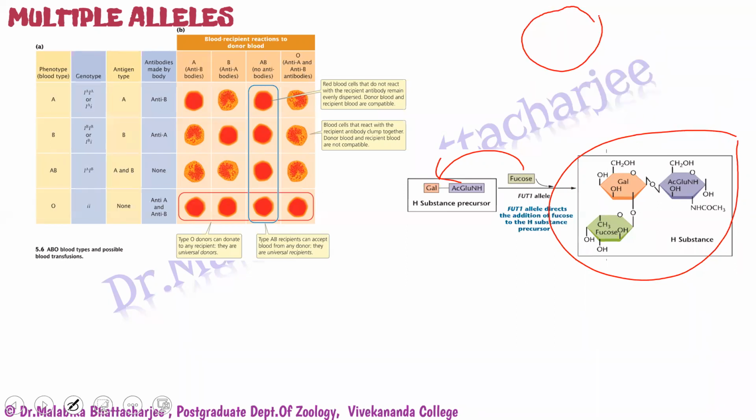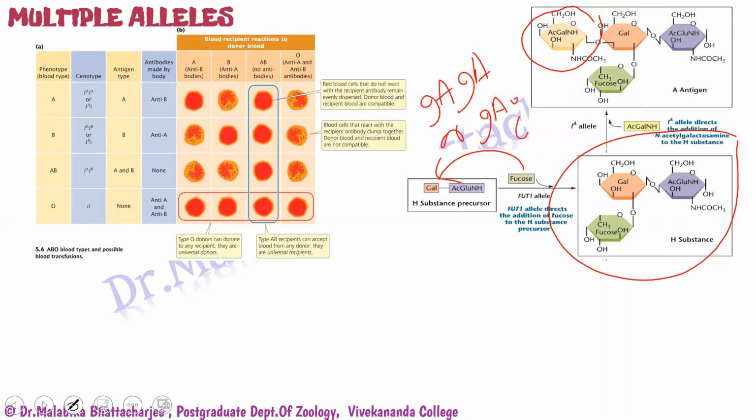Remember, just if I go back, the O blood group has only H substance present in their blood because the O blood group does not have an IA allele or an IB allele. So in their blood, they have this H substance present. For the A blood group, where we have an IA IA condition, or an IA small i condition, we get this scenario. The IA allele produces the glycosyltransferase, which adds N-acetylgalactosamine to the H substance.